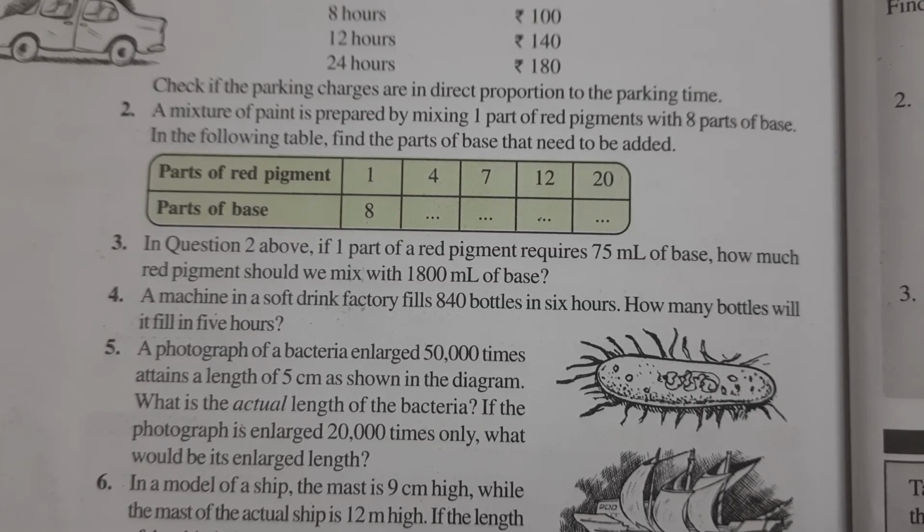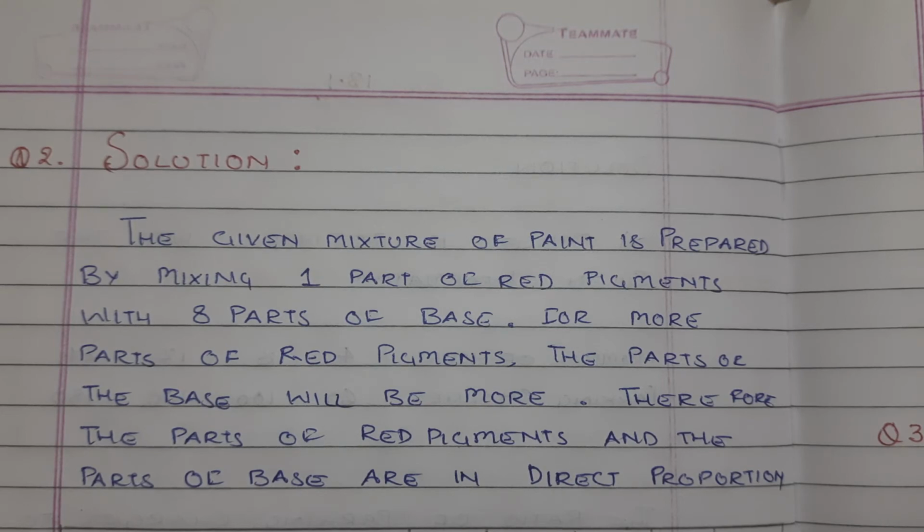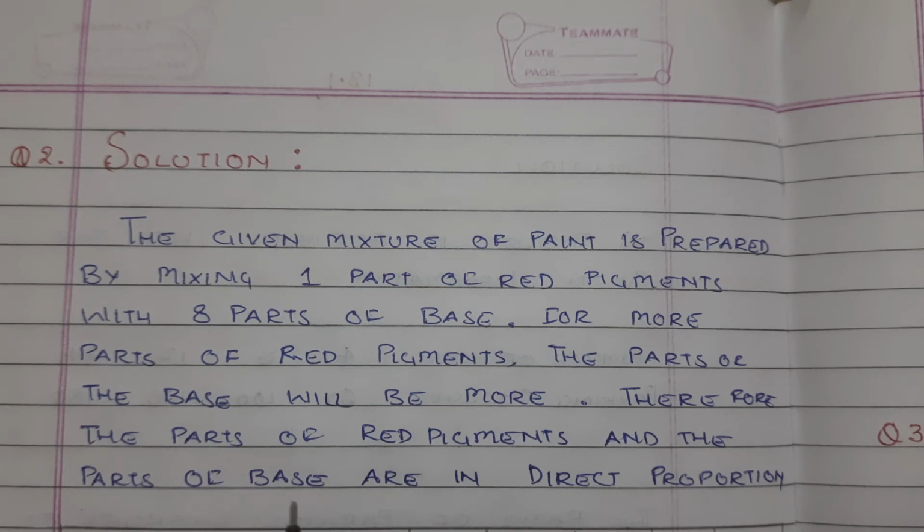Next question is, a mixture of paint is prepared by mixing 1 part of red pigments with 8 parts of base. In the following table, find the parts of the base that need to be added. So here you can see that the given mixture of paint is prepared by mixing 1 part of red pigments with 8 parts of the base. So for more parts of the red pigments, the parts of the base will be more. Therefore, the parts of red pigments and the parts of base are in the direct proportion.